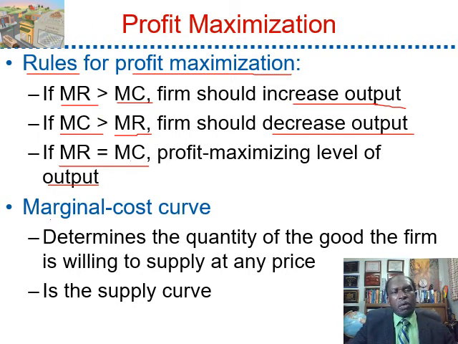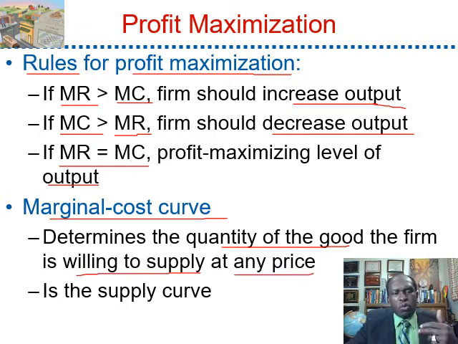The marginal cost curve, on the other hand, determines the quantity of the good that a firm is willing to supply at any price. That marginal cost is also the supply curve of the firm.